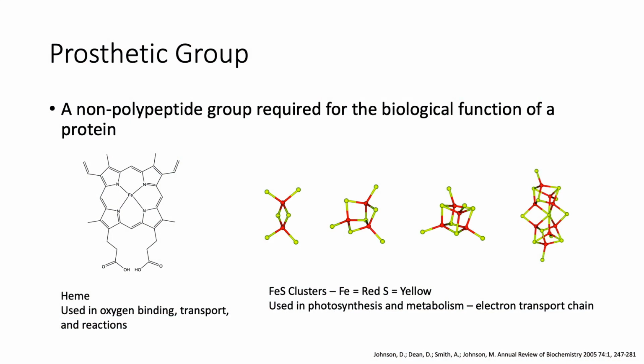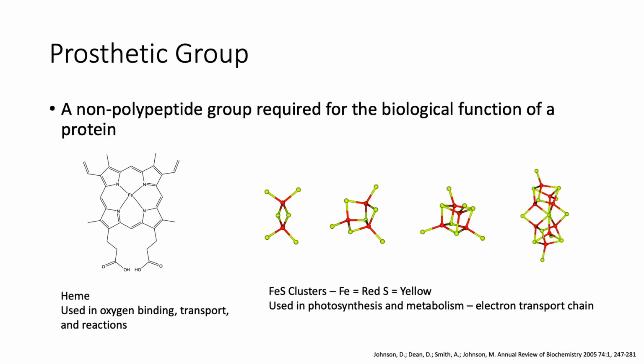Another key piece of protein structure are prosthetic groups, and these are groups that are not made out of amino acids. They are not peptides, but they are very important for protein function. Some examples are iron-sulfur clusters. These are some 3D representations of what an iron-sulfur cluster would look like, where your iron centers are red and the sulfur are these yellow balls. You can have different numbers of irons and sulfurs bonded together, and these play key roles in photosynthesis and in metabolism. They're really good at electron transport, so in the electron transport chain in your cellular metabolism, or in photosynthesis when you have to transport electrons in order to make energy.